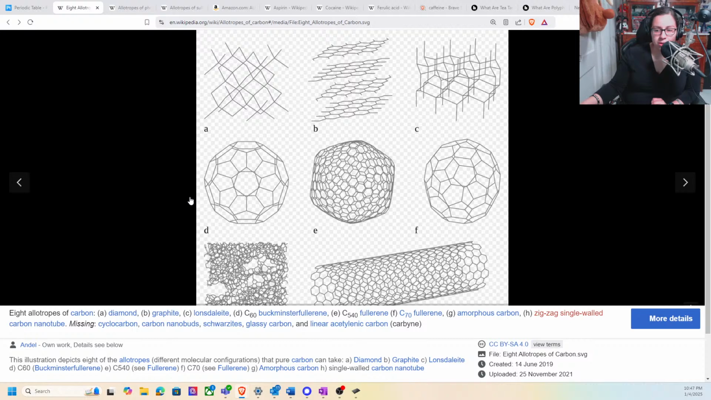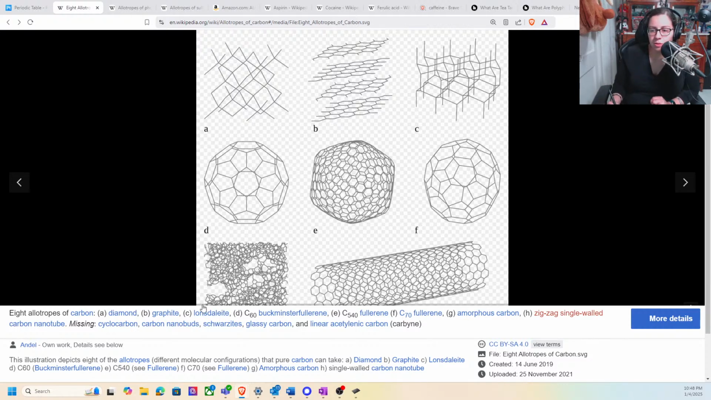If we go over to graphite, that is potentially what you're writing with right now. Notice it is pretty strong in the 2D structure, but it has weak sheets, so weak intermolecular forces between these different layers. Those layers can shear off and allow you to write.